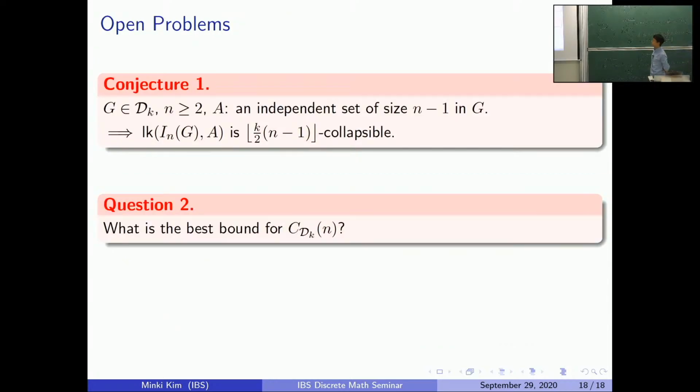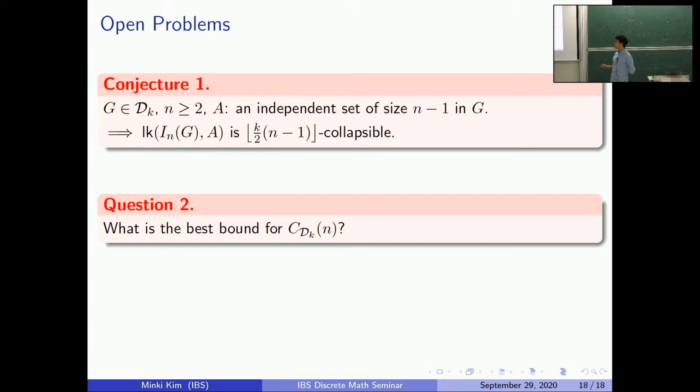So let me conclude my talk with two open problems. The first: we proved that I_n(G), the link of A in I_n(G), is k times (n minus 1) over 2 collapsible for claw-free graphs with maximum degree k. But our conjecture is that we can have the same result without assuming claw-freeness.